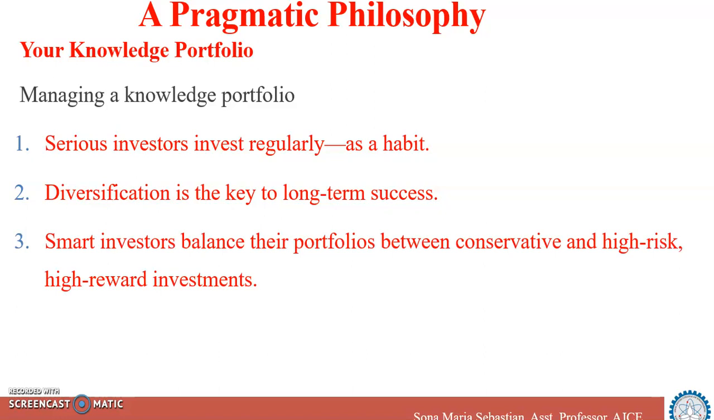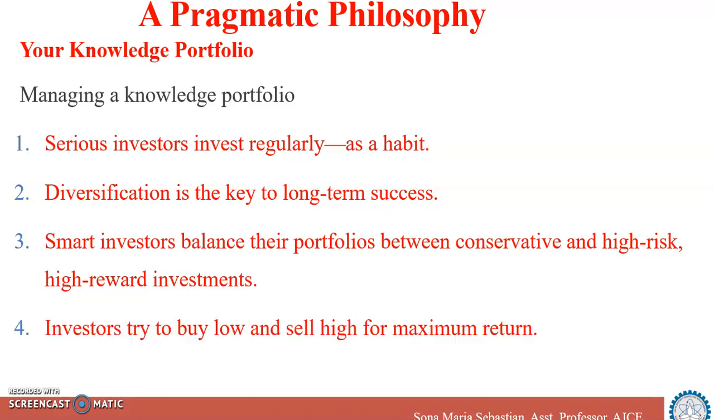And the third point, smart investors balance their portfolio between conservative and high risk, high reward investment. I'm explaining this point with an example. A developer who learned Angular can be considered a smart investor in the current scenario, because Angular is a leading technology in the current industry. So that is the third point. Smart investors balance their portfolio between conservative and high risk, high reward investment.